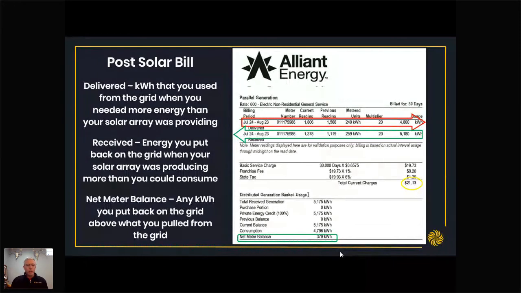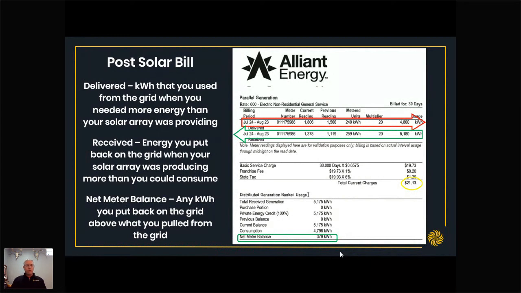So whenever you are consuming energy at a greater rate than your solar energy system is producing it, you'll still be getting energy from the grid from Alliant Energy, and that is metered. You'll see in this case it was 4,800 kilowatt hours. Below that, you'll see information for received energy. That is energy that Alliant received from you.